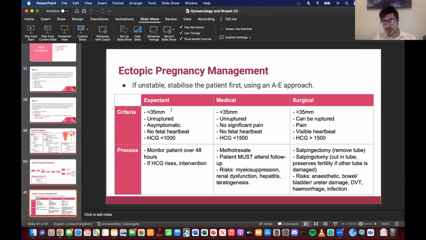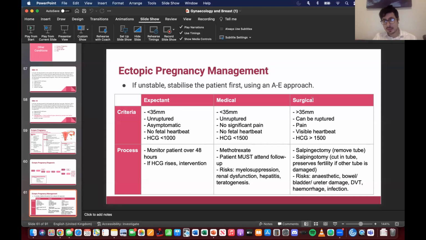Medical management is indicated when unruptured, the mother's not really experiencing any pain, and importantly, there's no fetal heartbeat. And the HCG must be below 1,500. We give methotrexate, but the patient must be followed up because this could fail, and there are side effects such as myelosuppression, hepatitis, renal failure that have to be considered.